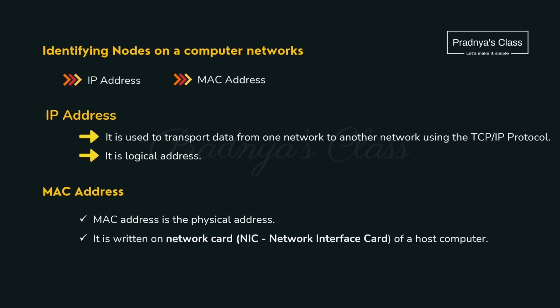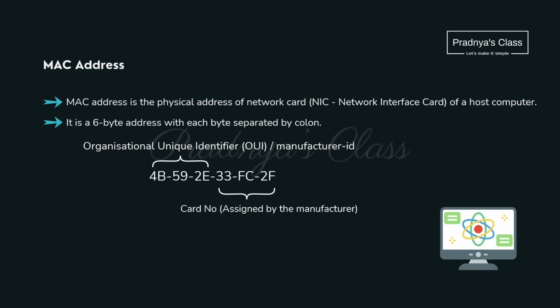There are many devices in the network. How do you find your own? For that we can use an IP address or a MAC address. An IP address is a logical address, whereas a MAC address is a physical address which will be on the NIC card. NIC means Network Interface Card. On that card you will have one unique address like this.